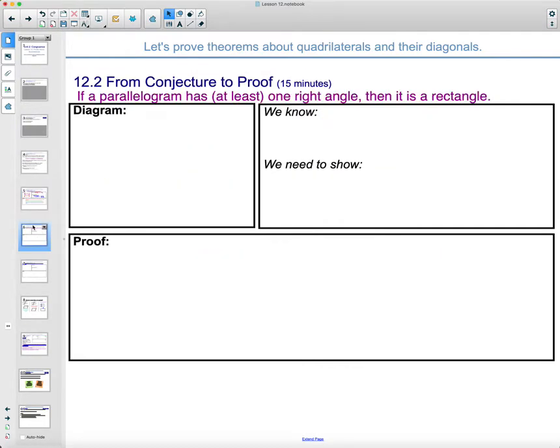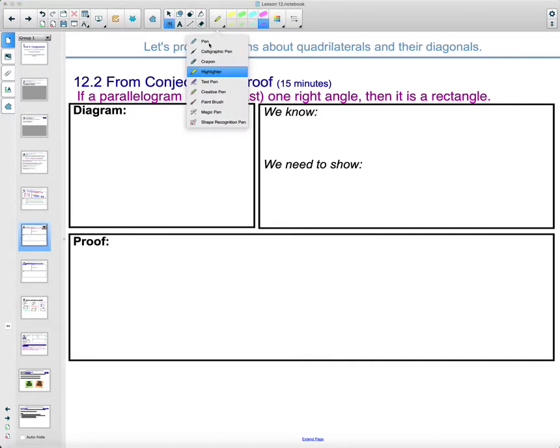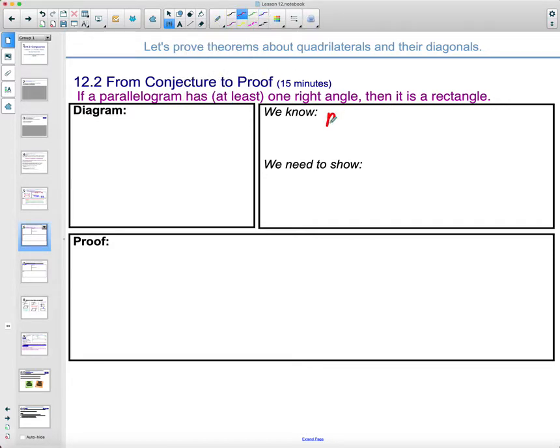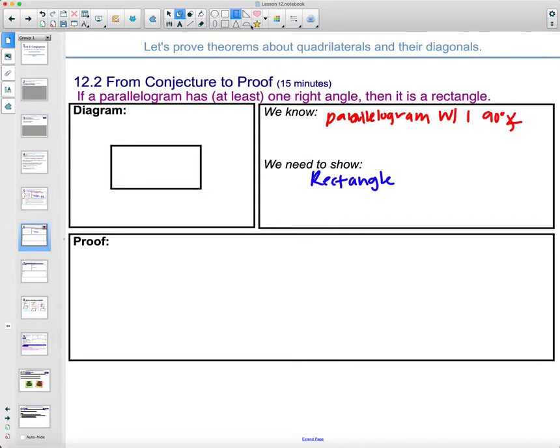So another one on that page is if a parallelogram has one right angle, then it's a rectangle. So let's take a look at again what we know. In this case, we know that we have a parallelogram with one right angle. So then we're trying to prove that this is a rectangle. So let's draw a picture of this. So we know that we've got a parallelogram and then we've got one right angle.